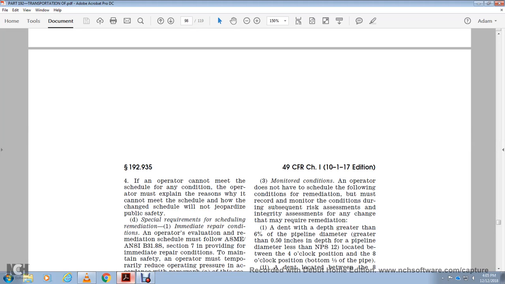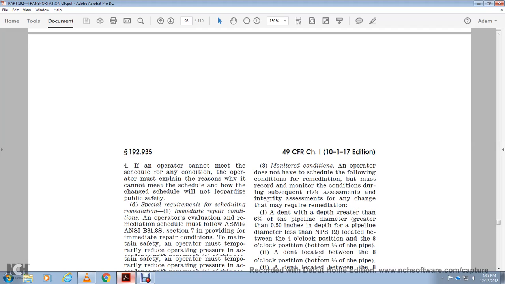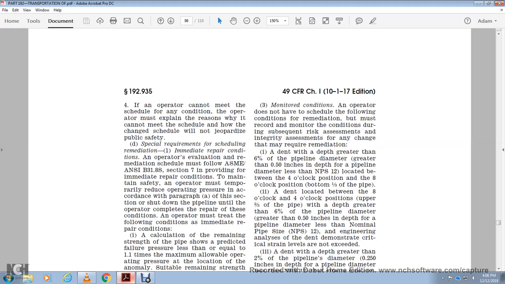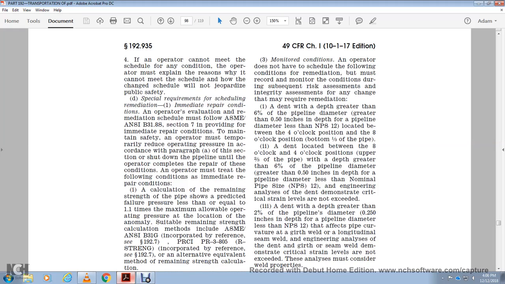the reason it cannot meet the schedule, and how the changed schedule will not compromise public safety. Special requirement for the schedule of remediation of immediate repair conditions: the operator will evaluate the remediation schedule by the means in ASME/ANSI B31.8S section 7. For an immediate repair condition to maintain safety, the operator must temporarily reduce the operating pressure in accordance with paragraph A of this section, or shut down the pipeline, until the operator completes the repair of these conditions. The operator must treat the following conditions as immediate repair conditions.